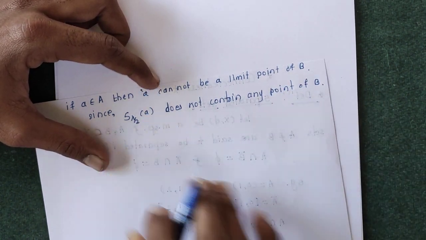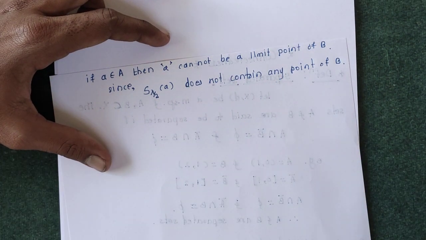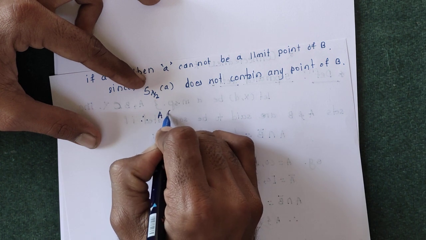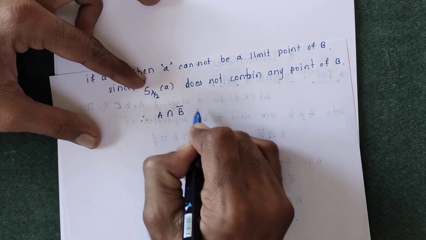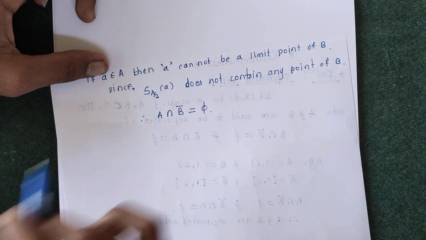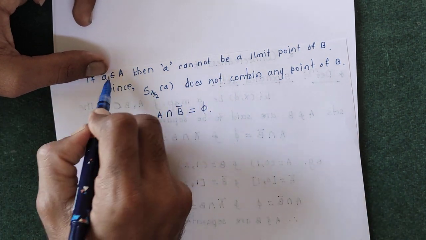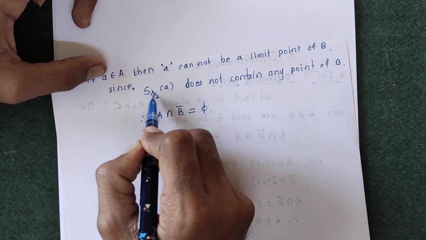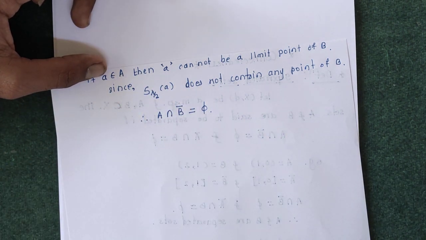If you take this radius and draw the open sphere, and this open sphere does not contain any point of B, therefore we can write A intersection B closure is equal to empty. A was an element of A, and for that element we can draw the open sphere. So this a is an arbitrary element of A, and for that a there is some radius such that the open sphere does not intersect B.